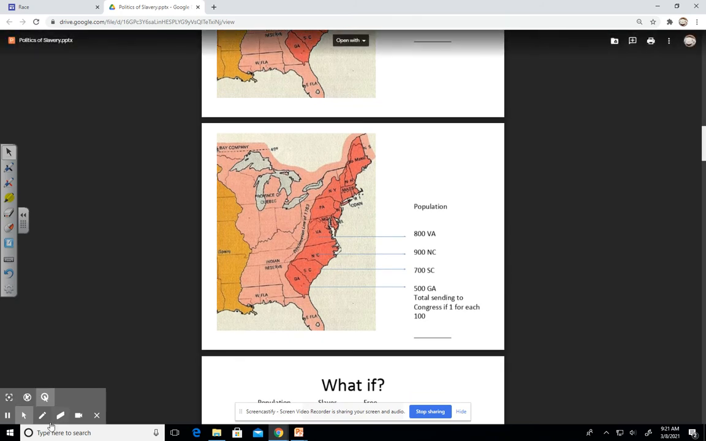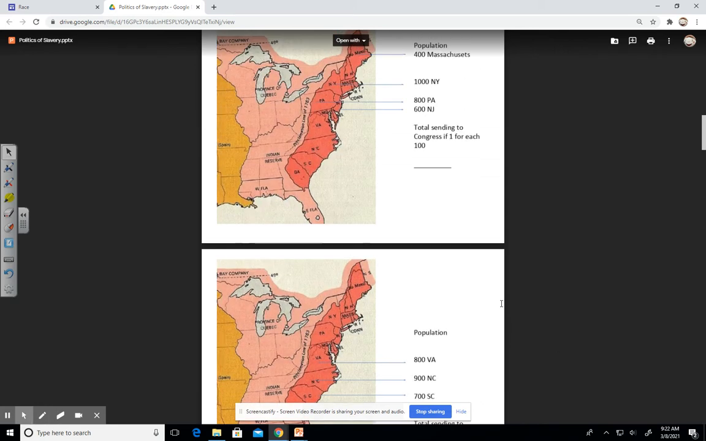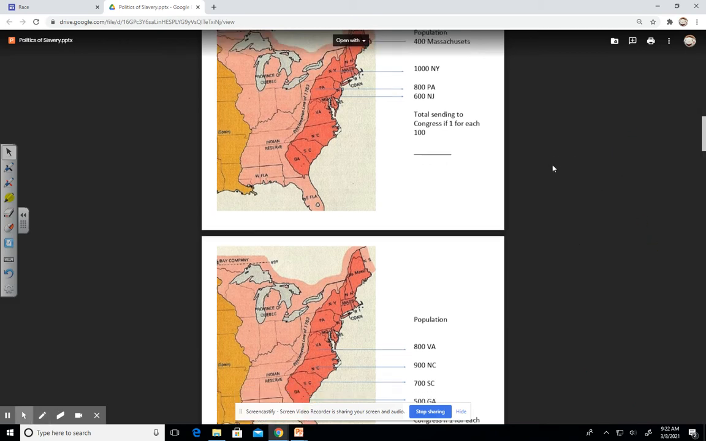So if we look here, and again, I'm making these numbers up, using the same ratio, we would get 8, 9, 7, and 5, which leaves us with, let's see, I do this math in my head, 29. So we'd have 29 in the southern section, and 28 in the northern. So it does seem to be a fairly even split, 28 to 29.